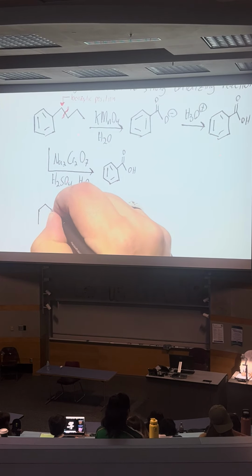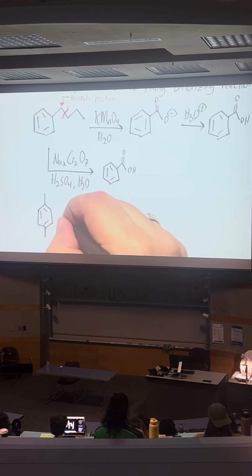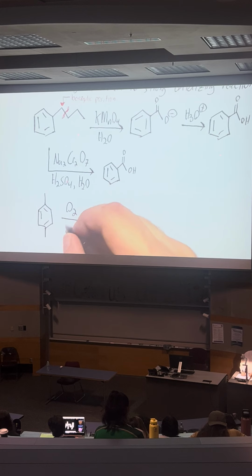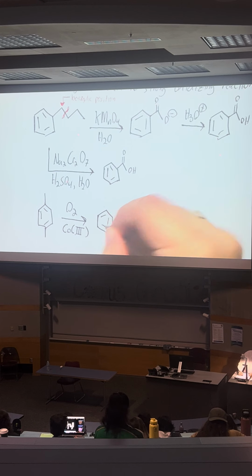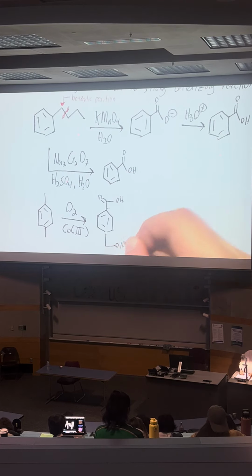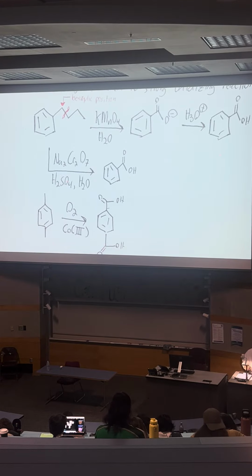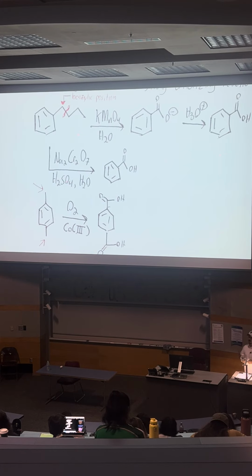Let me show you another type of oxidation. Here we have paraxylene in the presence of oxygen and cobalt-3. It's the same transformation. We get aromatic carboxylic acids generated. And again, it all hinges on whether or not the benzylic positions, which are the carbons directly attached to the aromatic ring, have hydrogens. They have to have hydrogens for this to work. If there's no hydrogens, it's not going to work.